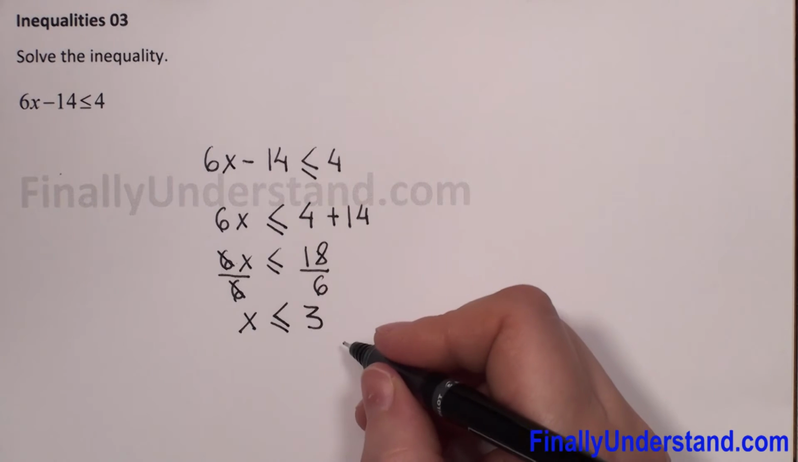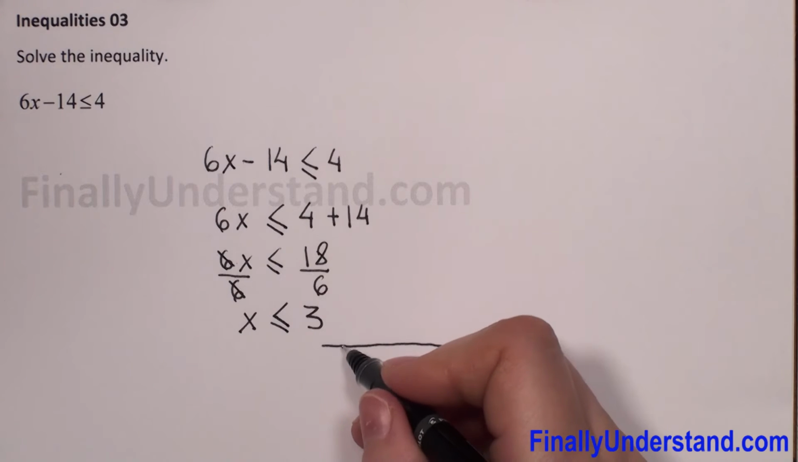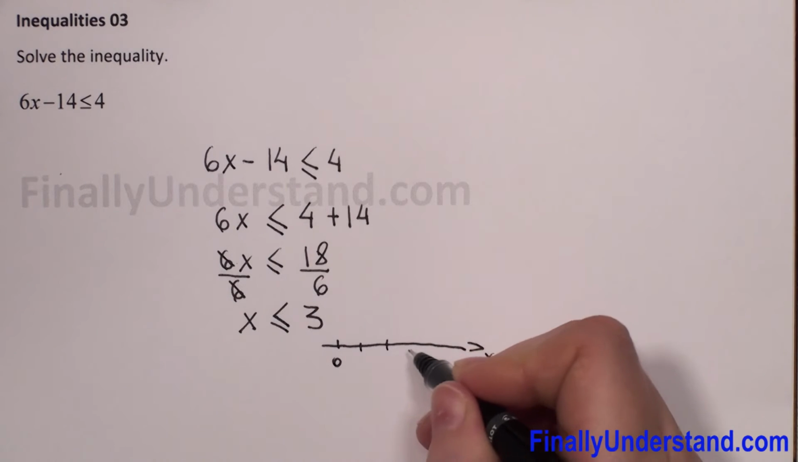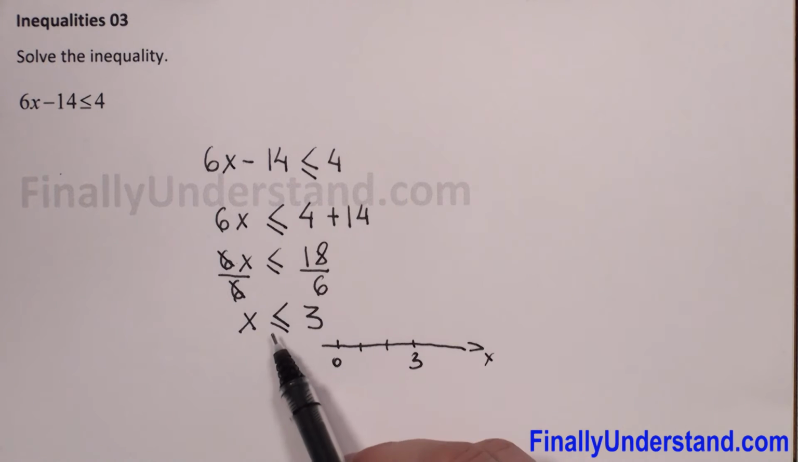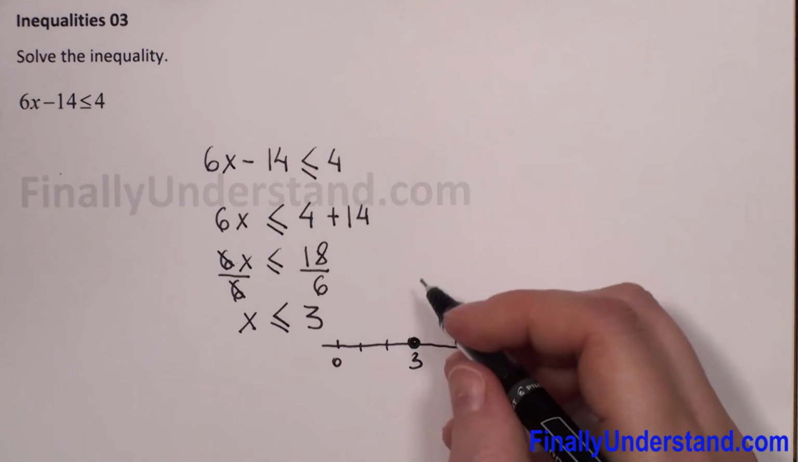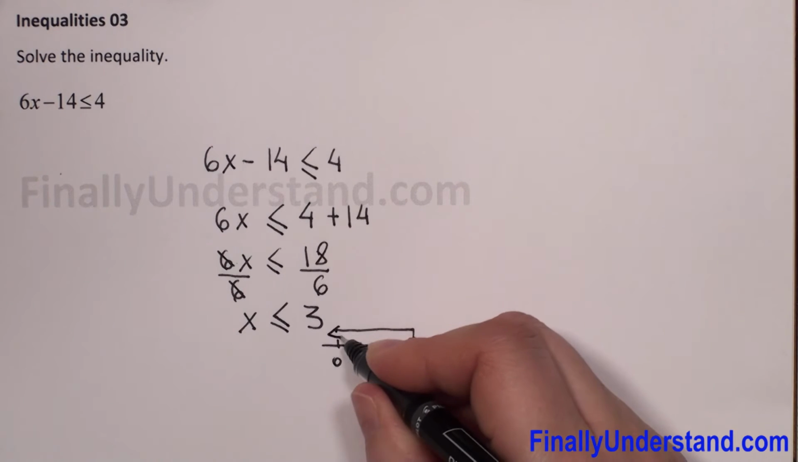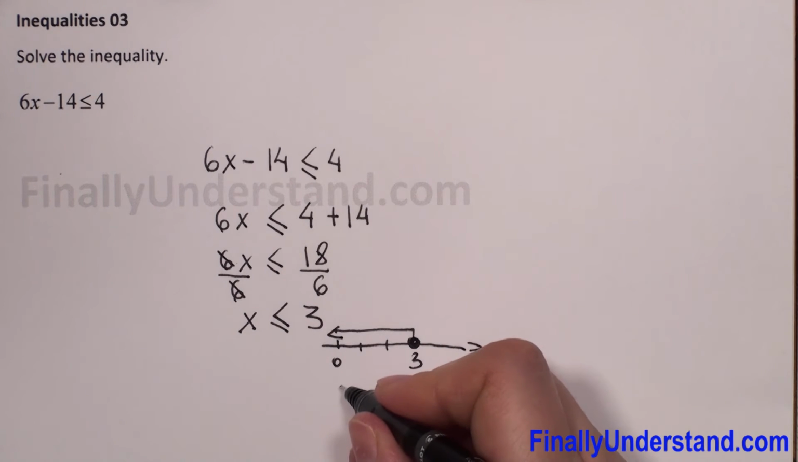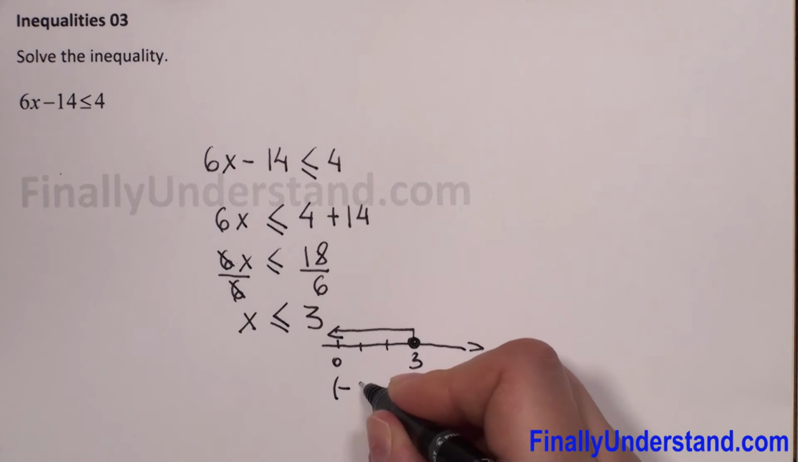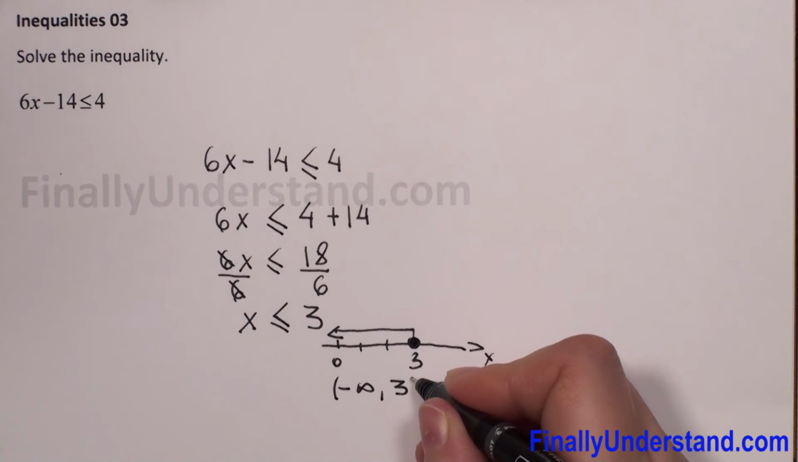So let me draw a number line. For x, I will have 0, 1, 2, 3. Because I have the sign less than or equal to, I have to include 3. And because we have the less than sign, it means going to the left side to negative infinity. So we have the interval from negative infinity to positive 3. Because 3 is included, I have to close the interval on the right side.